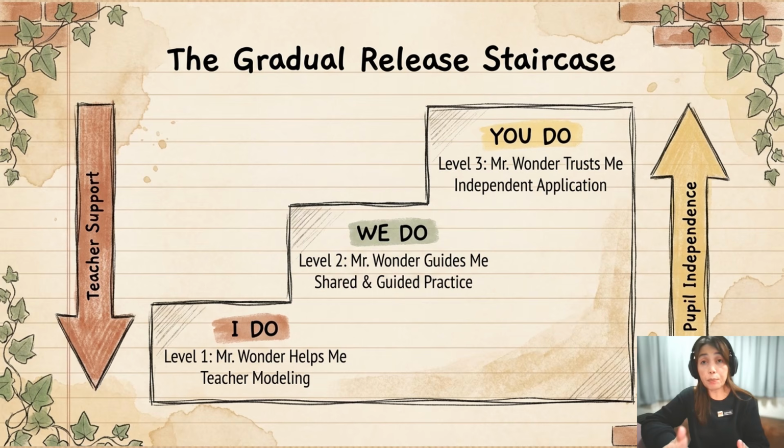I describe the progression as a staircase because pupils do not move from dependent to independent in one sudden jump. At level 1, the teacher carries most of the responsibility by modeling how an email is planned and written. At level 2, Mr. Wonder guides me. The teacher and the pupil share the task through shared and guided practice. At level 3, pupils apply what they have learned with much less support.